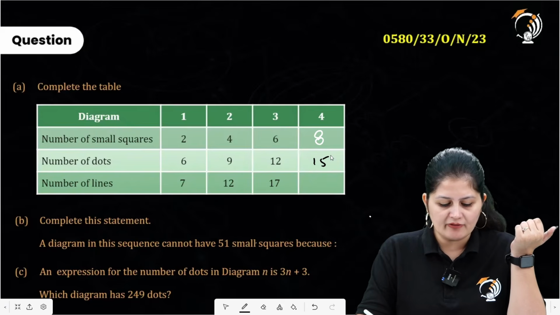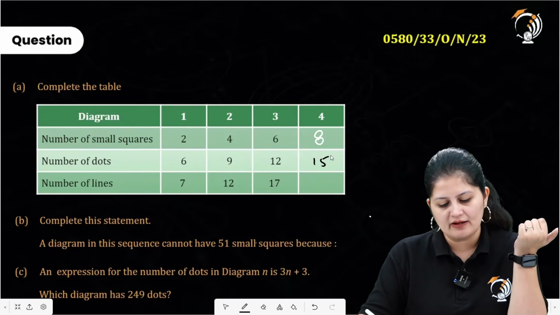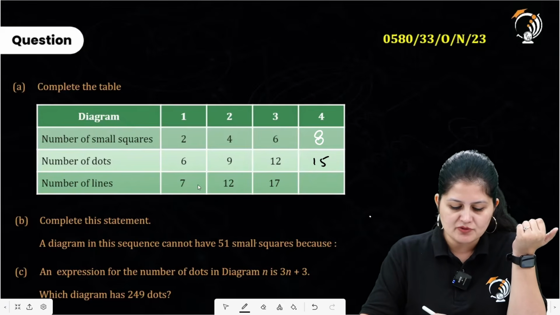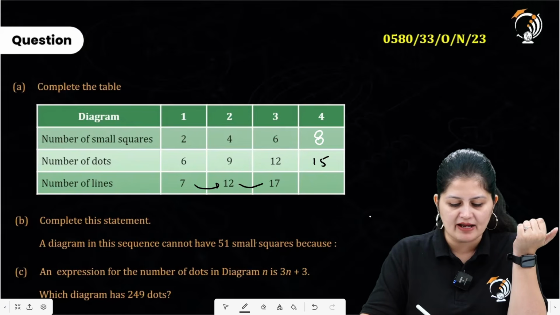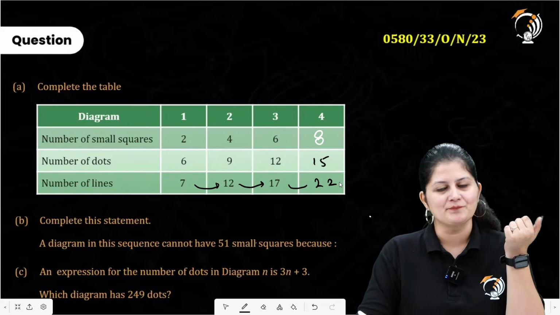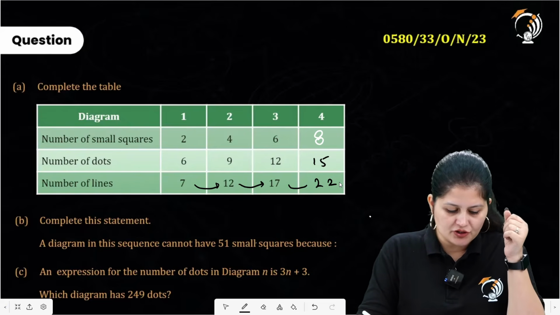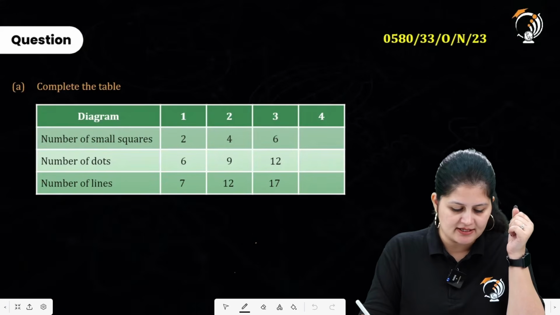Correct? So the number of lines, if I talk about, is 7, 12, 17, 4. So what we can observe is that the number of lines is increasing by 5, correct? So again it is going to increase by 5 and it will be 22 now. Is that clear? Now moving to the next B part of the question, that says complete.